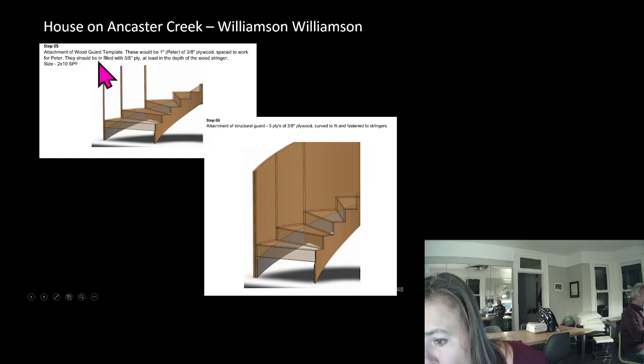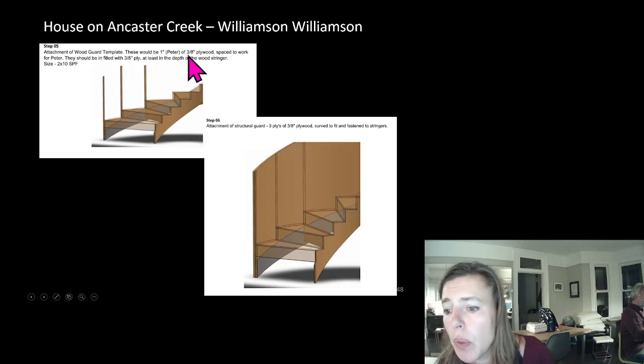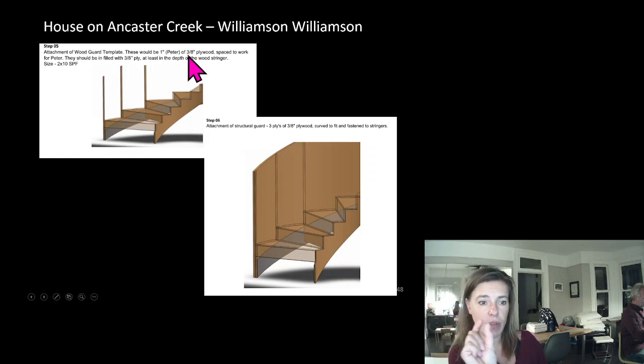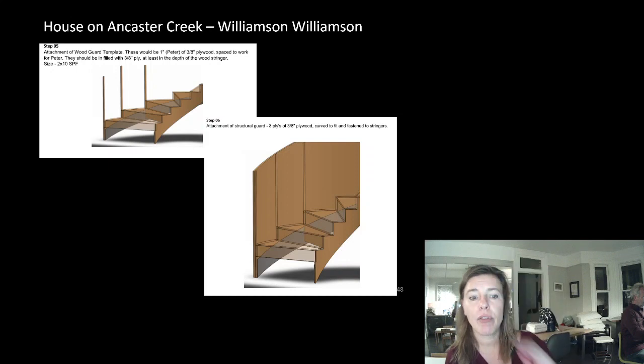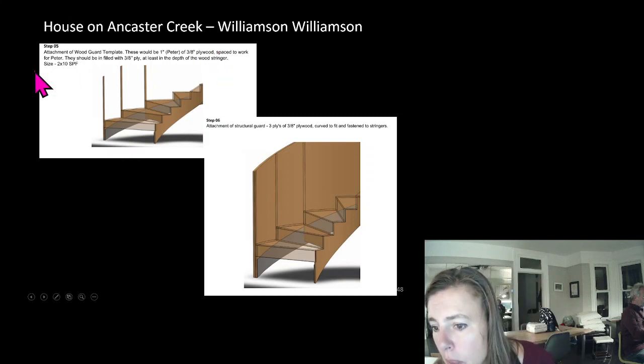Attachment of wood guard template. So these were 1 inch. These would be 1 inch, Peter, 1 inch wide of 3/8 inch plywood at every riser. Space to work for Peter. I had them shown at the riser. And then infilled in between with more plywood. So this one isn't the strength, but this is the one that's helping us template the curve.